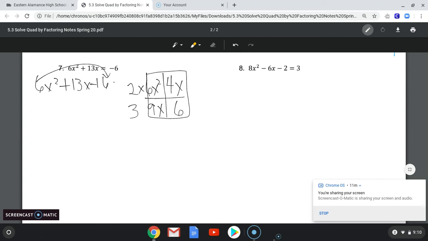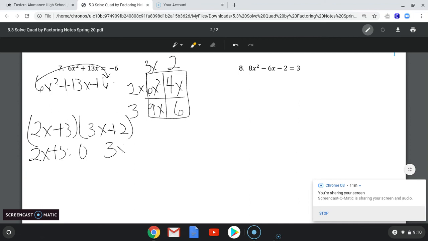Now I do the GCF of my columns. So 6x squared and 9x, that will be 3x. GCF between 4x and 6 is a 2. I'm ready to go ahead and put those in my factored form. 3x plus 2. Now remember, some of you do double T, so go ahead and do your double T to get the same answer. I'm ready to solve each one. Set it equal to 0 and solve.